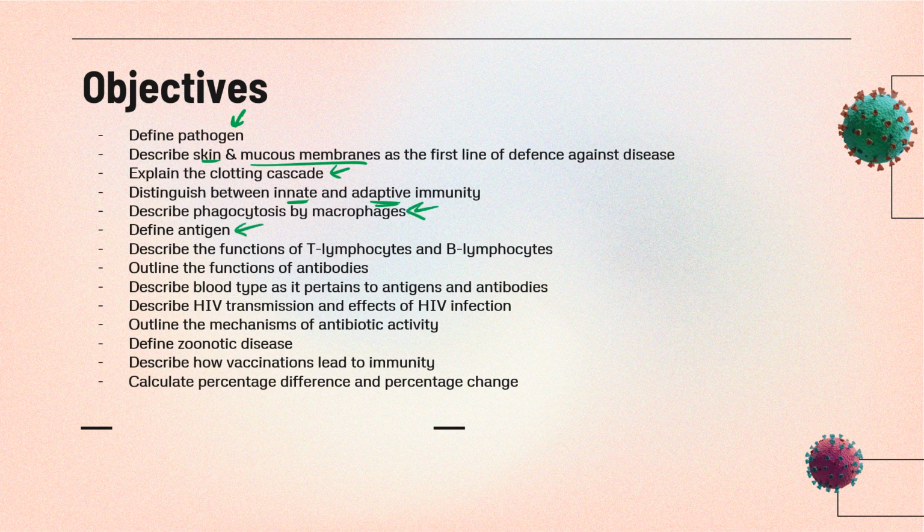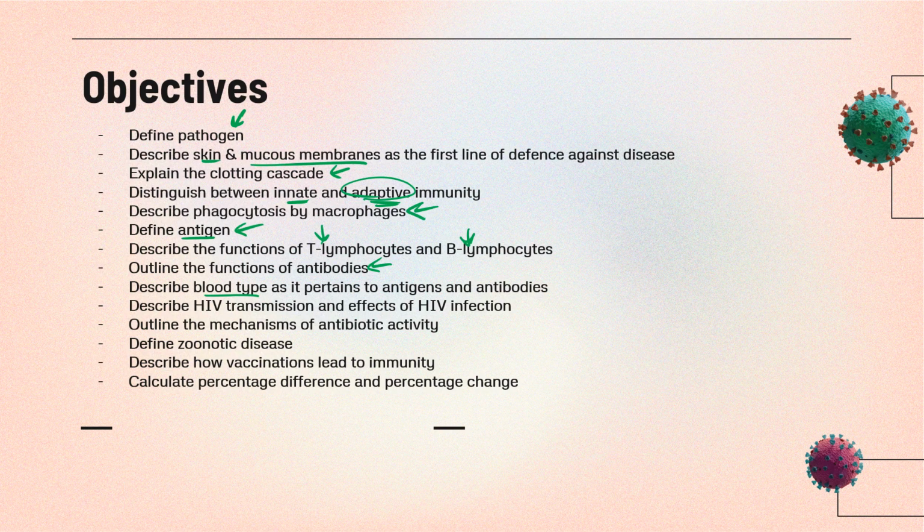They're going to present some antigens. We're going to define what an antigen is. We're going to talk then about adaptive immunity, T cells and B cells, antibodies that are produced by some special kinds of B cells. We're going to talk about blood type and how it relates to antigens and antibodies.